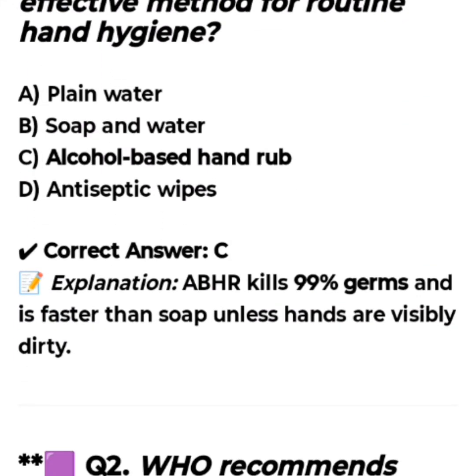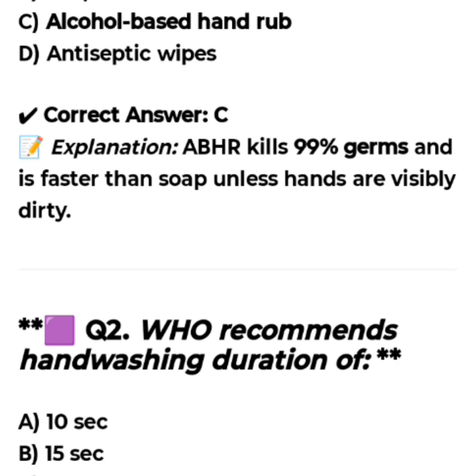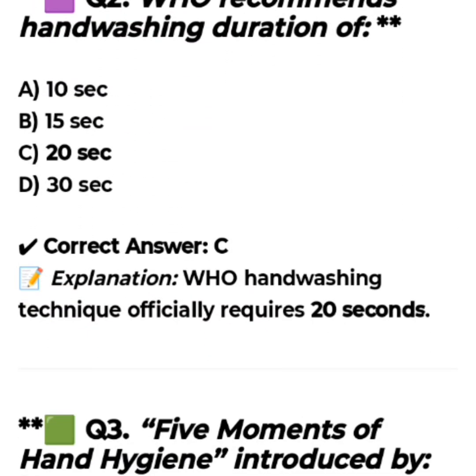Which of the following is an effective method for routine hand hygiene? The correct answer is option C, alcohol-based hand rub. Alcohol-based hand rub kills 99% of germs and is faster than soap unless hands are visibly dirty. The next question, WHO recommends a hand washing duration of.